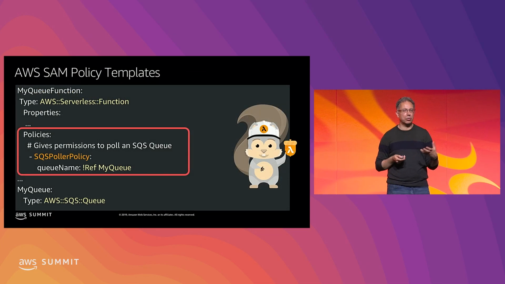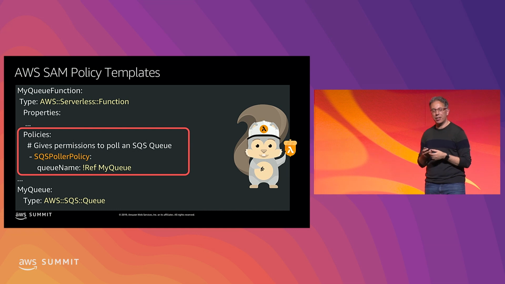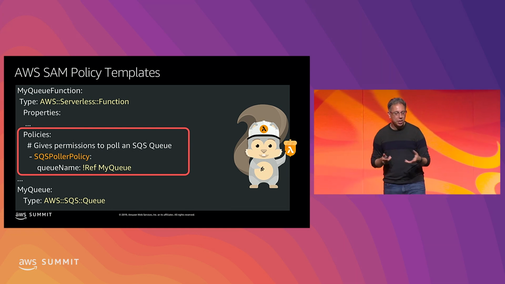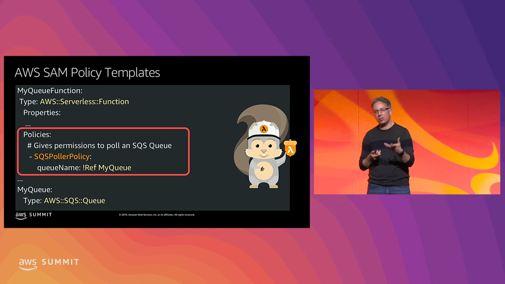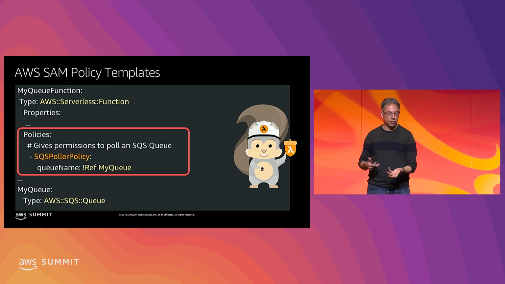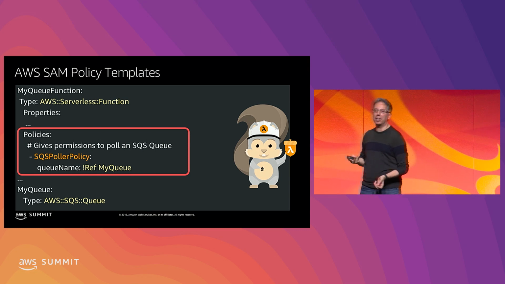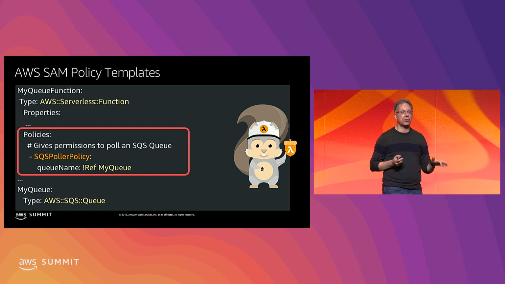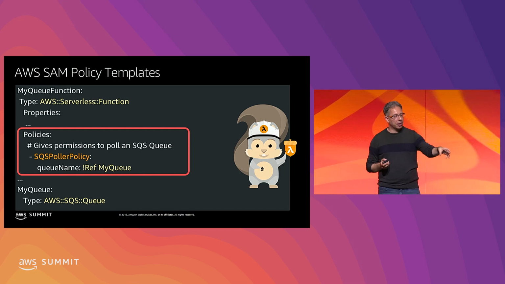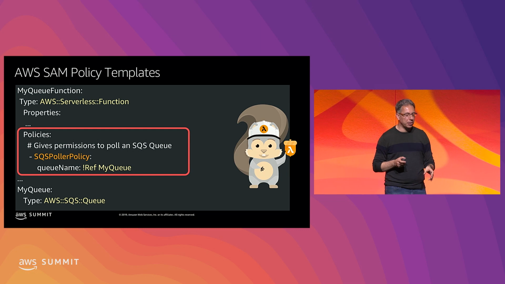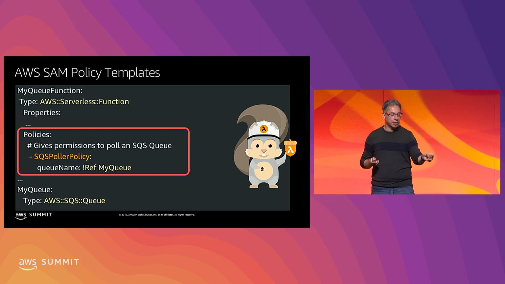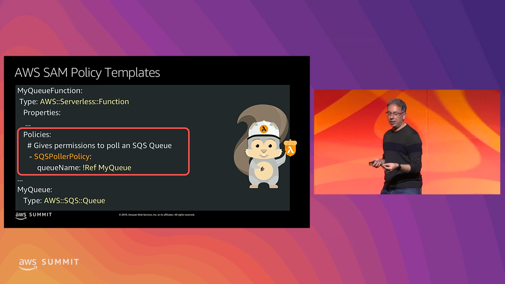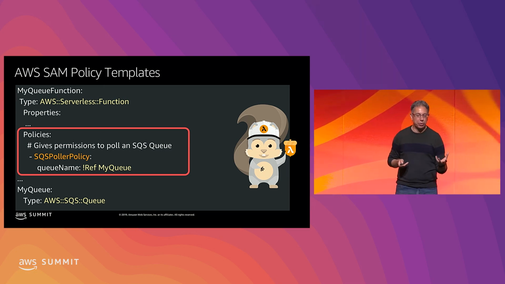So we added, slightly more than 1 year ago, policy templates. Instead of using the traditional IAM syntax, you can give policy templates that give access to specific services and resources. So in this case, if you want to create a Lambda function that can poll from an SQS queue, instead of looking at what permissions you need to give, you can just give the SQS poller policy for a specific queue name, which in this case is a parameter that I pass to the template, my queue. And this will automatically set up all the permissions for you.